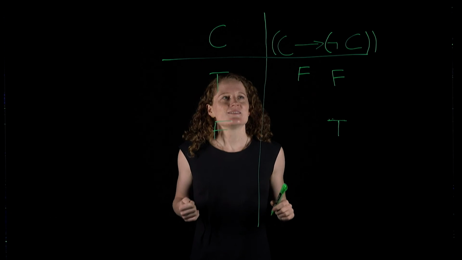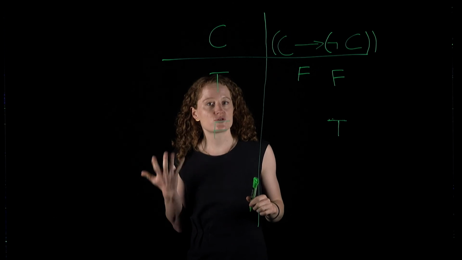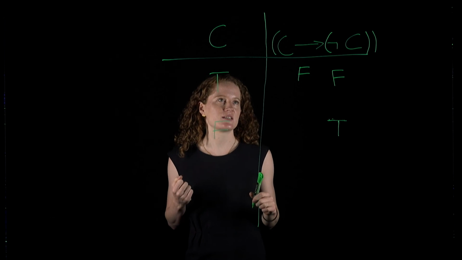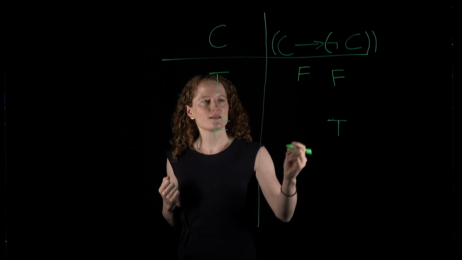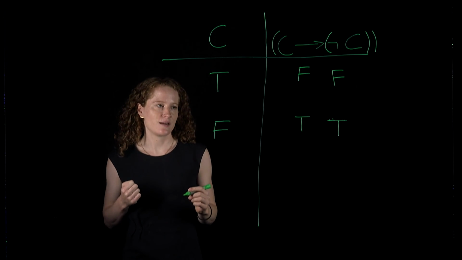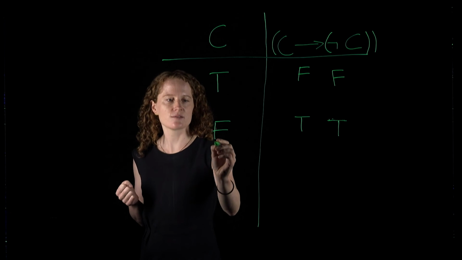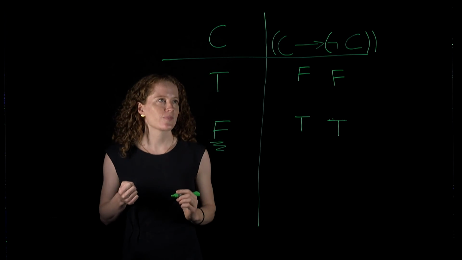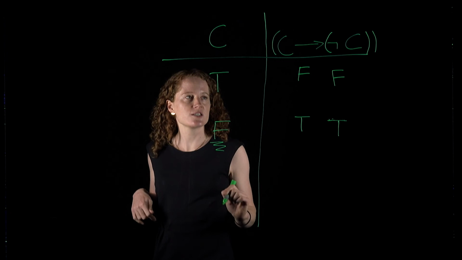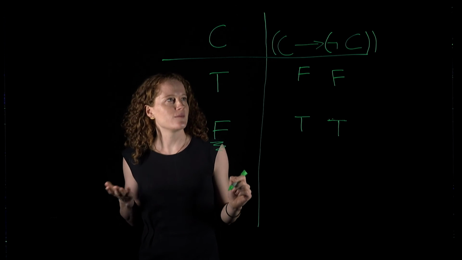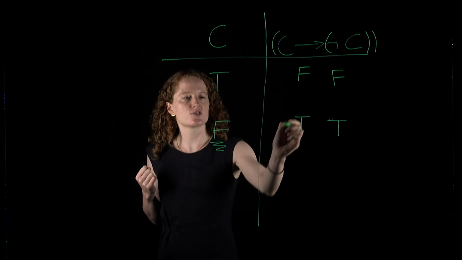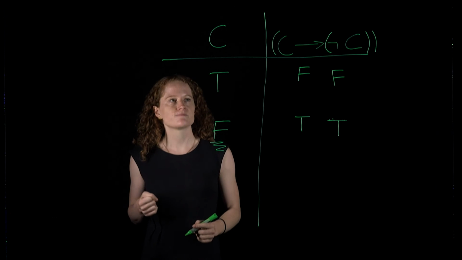I also know that a conditional is true whenever the antecedent is false. And since the antecedent of our conditional is the sentence C, I'm going to enter a T in the second row here, given that in the second row, C is false. And that completes the truth table. Our main connective is the conditional, and we see that this sentence is false on the first valuation where C is true, and true on the second valuation where C is false.